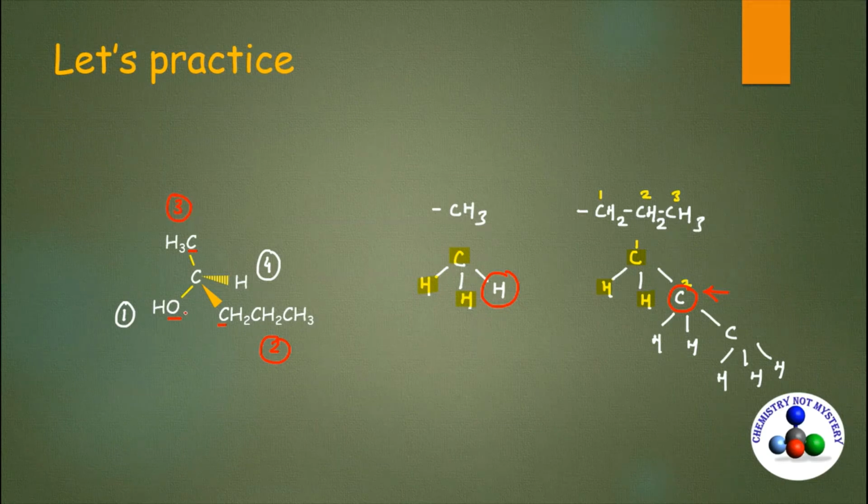Now we have to draw an arrow from first priority to the second priority. So in which direction? Clockwise or anti-clockwise? Remember, we cannot draw past the third priority. So when you draw an arrow from first to second priority, you will get the arrow in the anti-clockwise direction, or you can say it's a left direction. So because of the left direction, it will get S configuration.